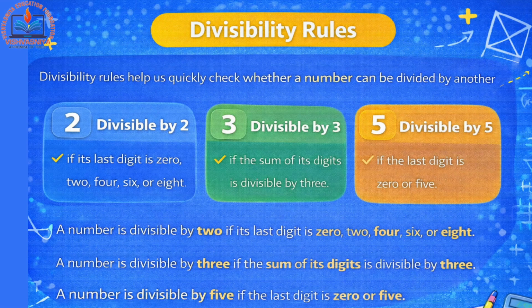Divisibility rules help us quickly check whether a number can be divided by another number. A number is divisible by 2 if its last digit is 0, 2, 4, 6, or 8. A number is divisible by 3 if the sum of its digits is divisible by 3. A number is divisible by 5 if the last digit is 0 or 5.